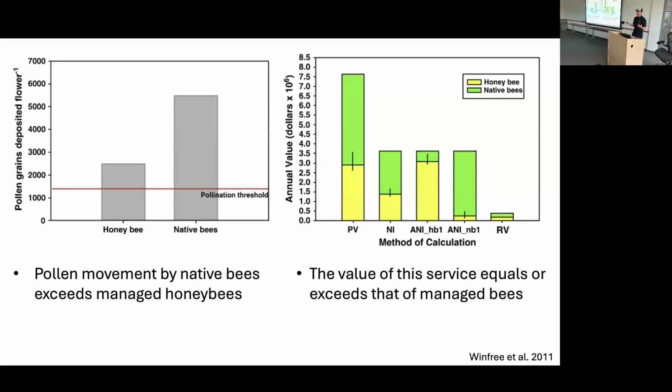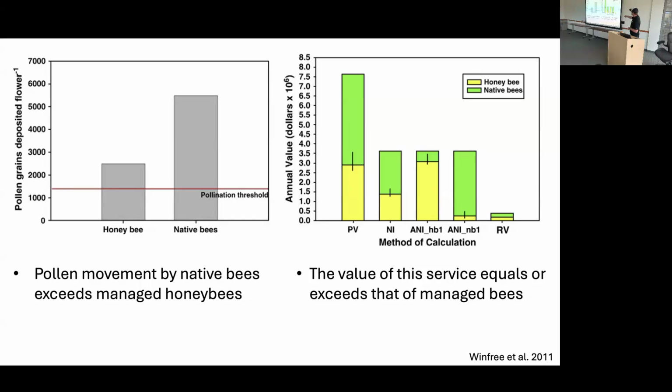honeybees versus native bees. And you can see that even though they both meet this sort of pollination threshold that's required for seed set and fruit production, the native bees carry maybe 2 times as much pollen on their bodies as these honeybees do, as these managed honeybees.